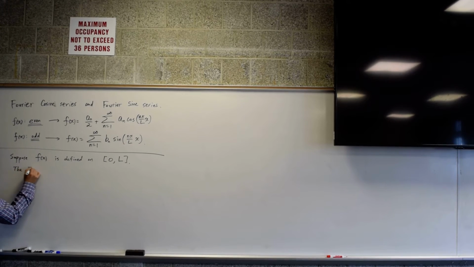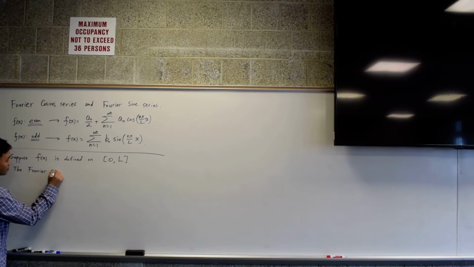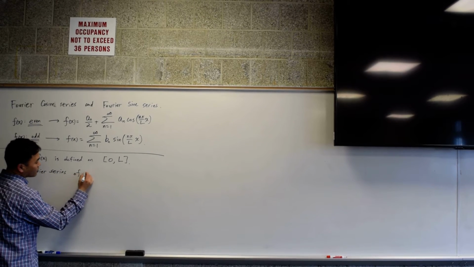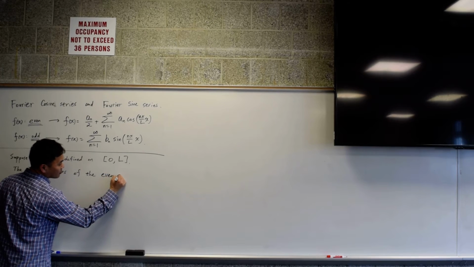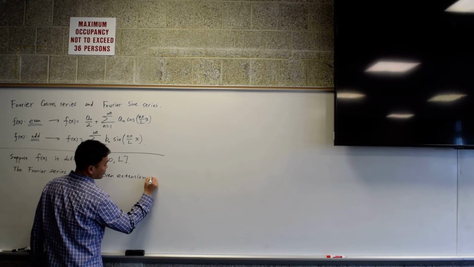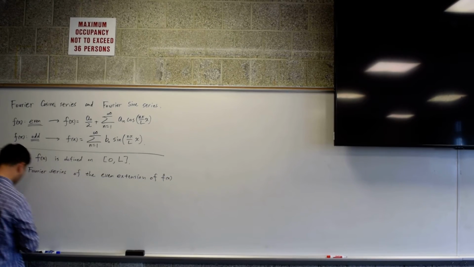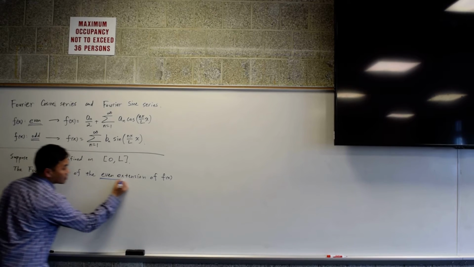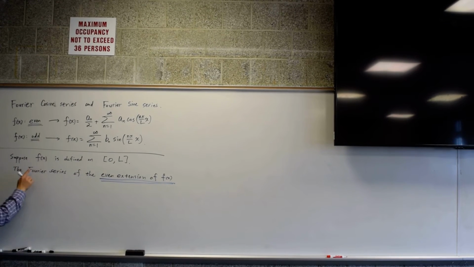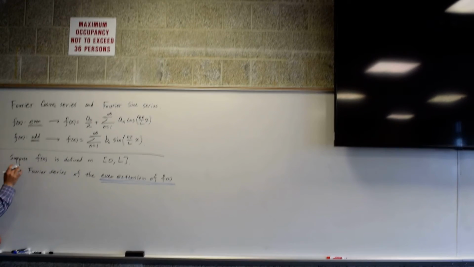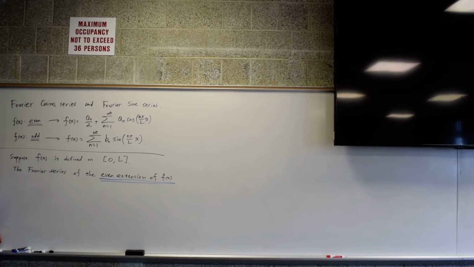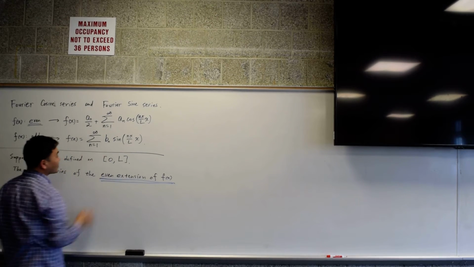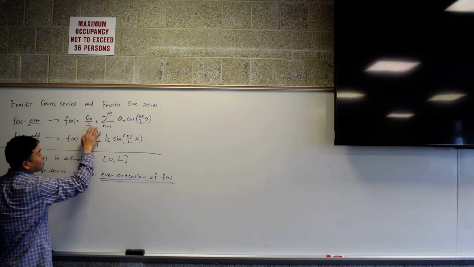The Fourier series of the even extension of f of x. So you take the even extension of the function f of x, and if you take the Fourier series, what terms would you get? Cosines. If it's even, you only get cosines, right?